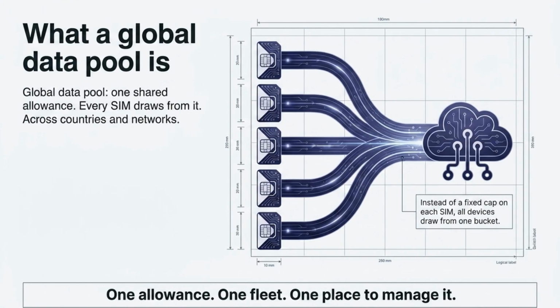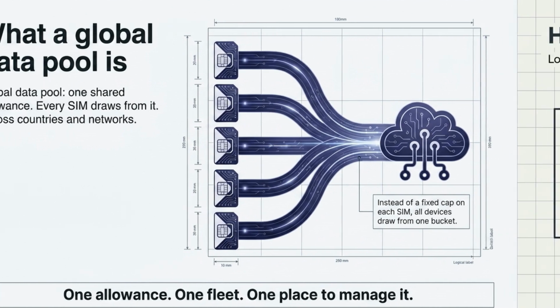A global data pool is a single data allowance shared by every SIM in your deployment. Instead of a fixed cap on each SIM, all your devices draw from one bucket. The word global means the SIMs use that same allowance in any country they operate in, on any partner network they connect to. One allowance, one fleet, one place to manage it.